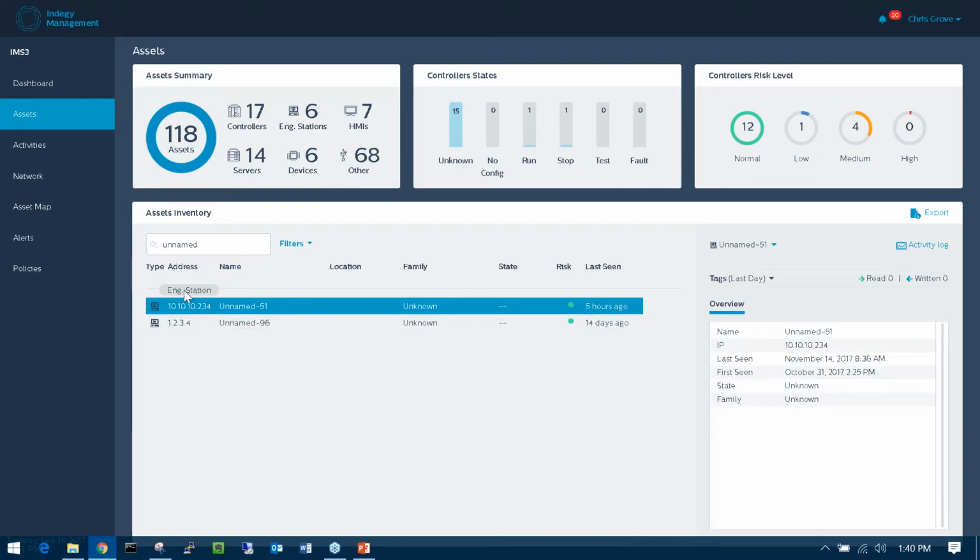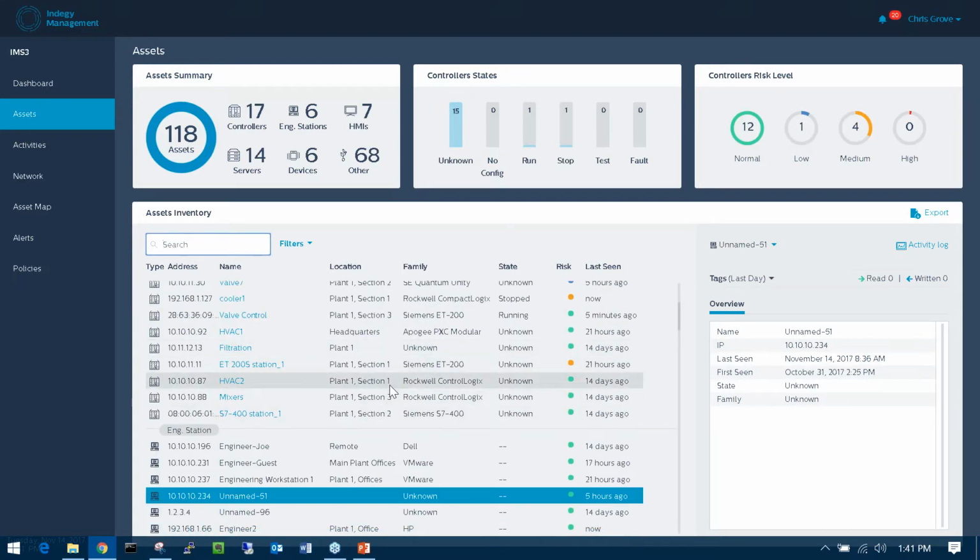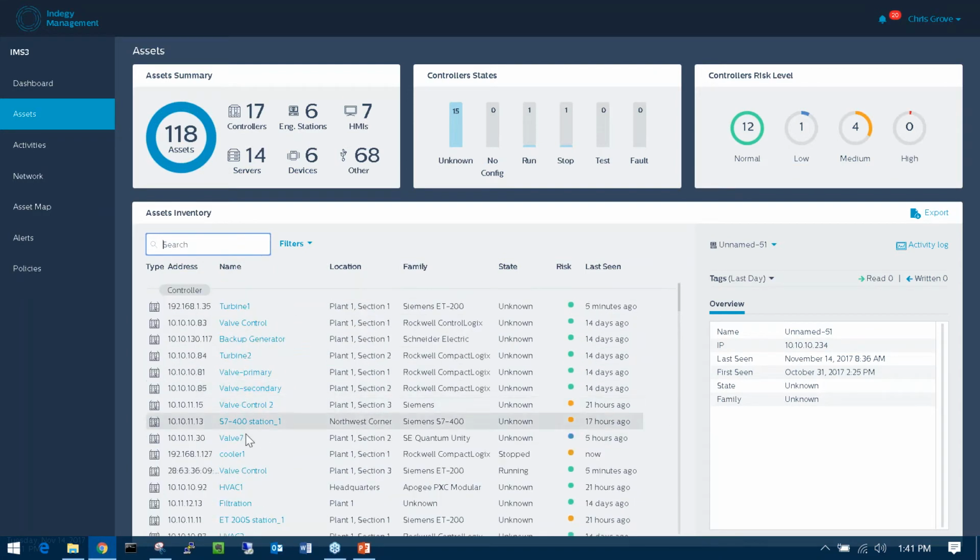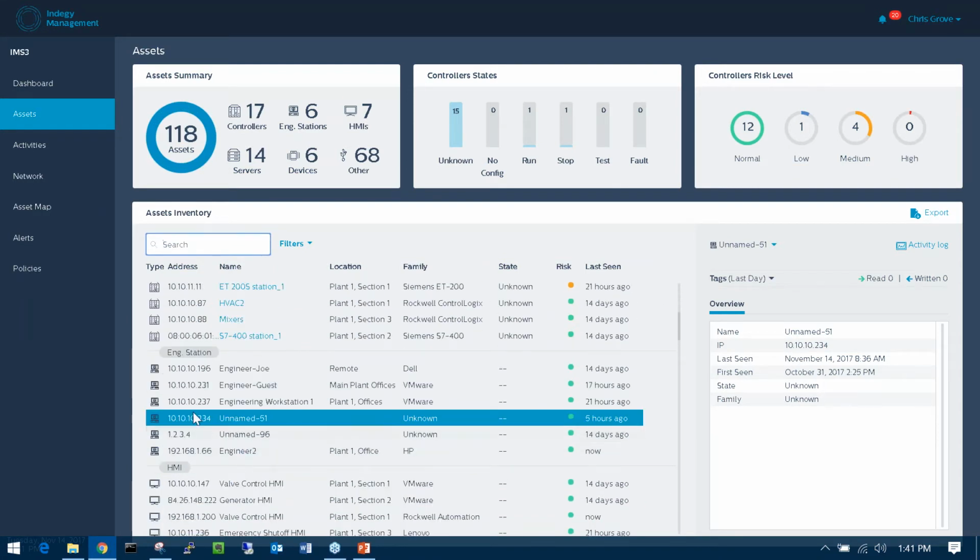Second, I would raise another red flag about the category that these guys were in. The fact that Indigi picked them up as engineering workstations is suspicious, because if it's just somebody connecting to a network, Indigi doesn't categorize that as an engineering workstation. Generally, there's going to be industrial activities assigned with what these guys are doing. Going through the rest of my inventory, I can see things are running the way they should, but again, I just have these 2 suspicious pieces that I need to take a look at.